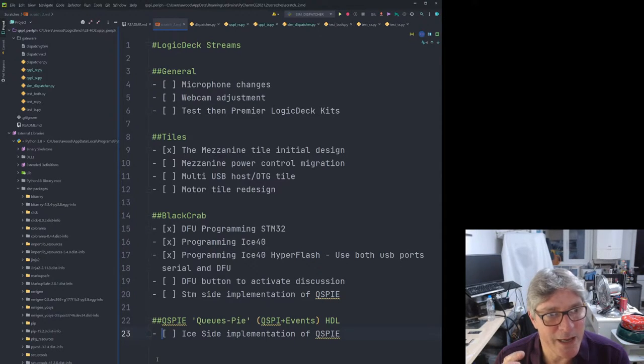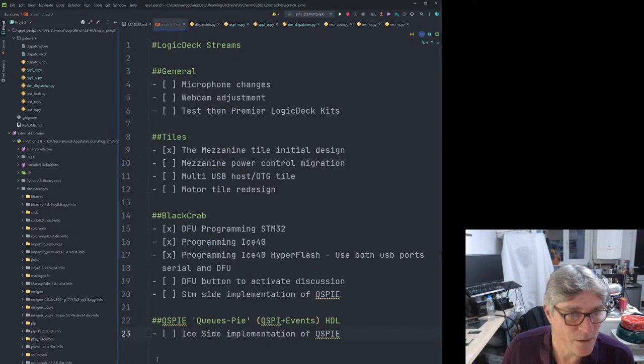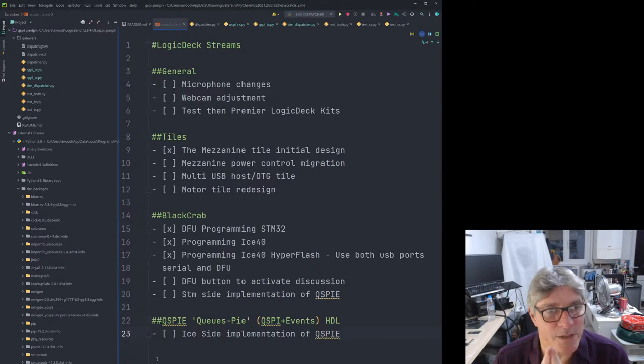I had some ideas already, Laurie had some ideas, and we seem to have a solution. Laurie's been doing most of the HDL work on the ICE side, trying to get the simulation up, so we can take a look at that in a sec. So let's cover that stuff before any of the other things, but first just a little bit of housekeeping.